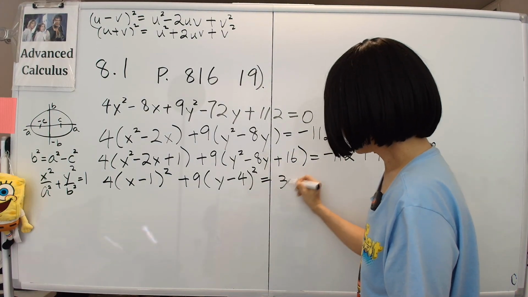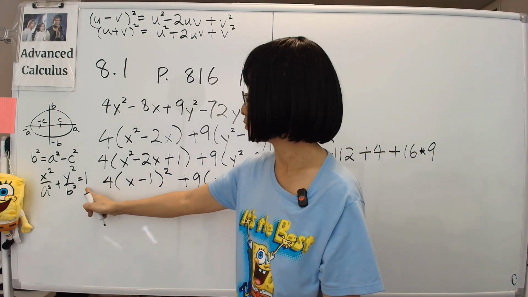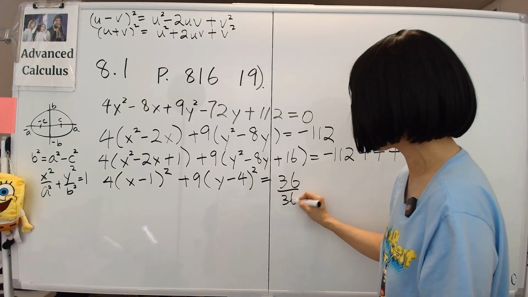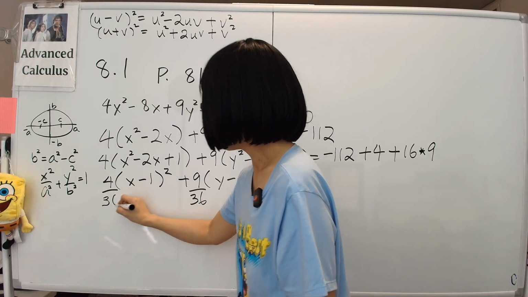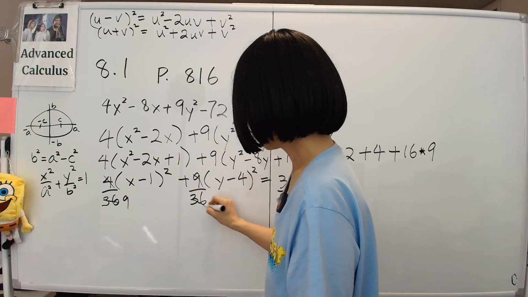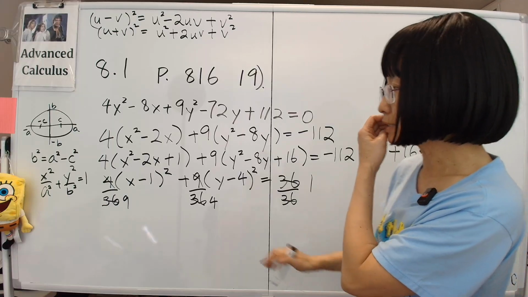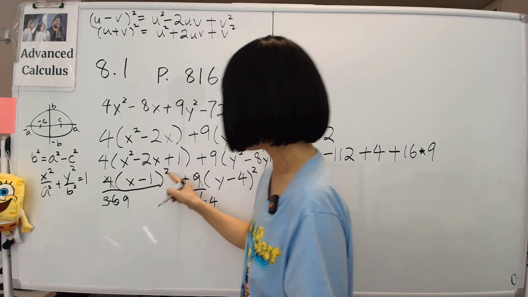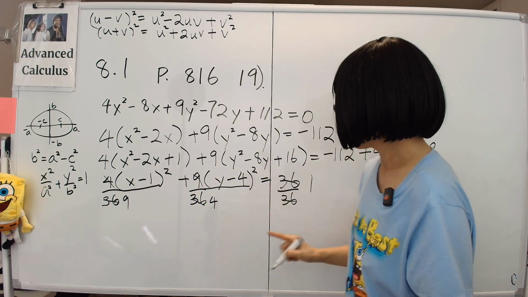So the next goal is that we're going to reduce the 36 to become 1, so that we look like the standard form of the ellipse. So divide every single thing by 36. Dividing by 36, we'll cancel this out to be 9. So this becomes 9, and this just becomes 4. And that becomes 1. So here's our standard formula. Our ellipse is x minus 1 squared over 9, and then y minus 4 squared over 4, equals 1.